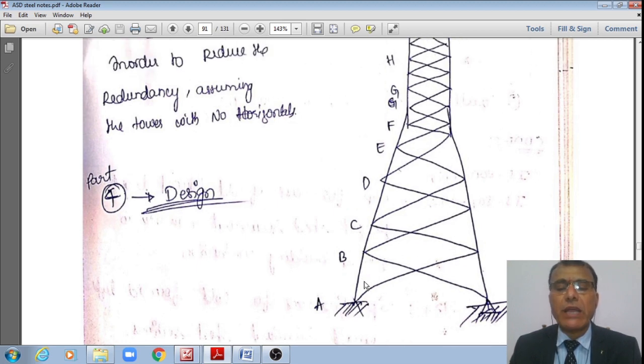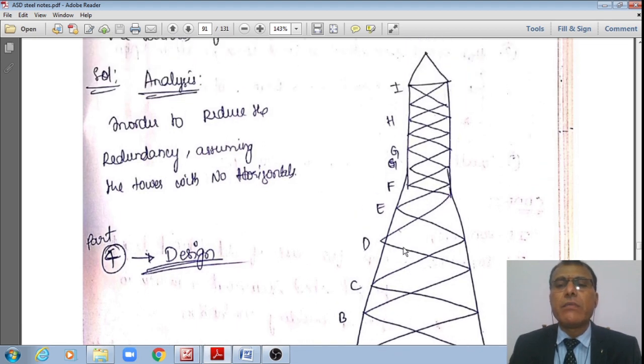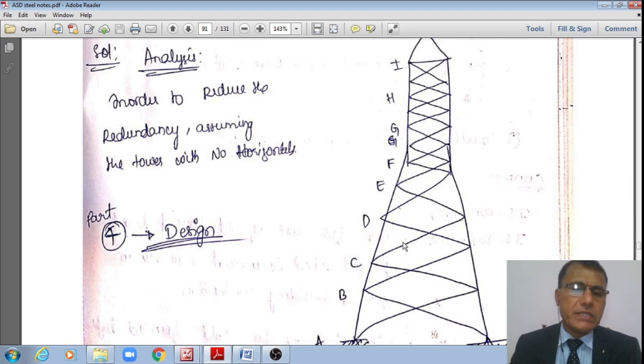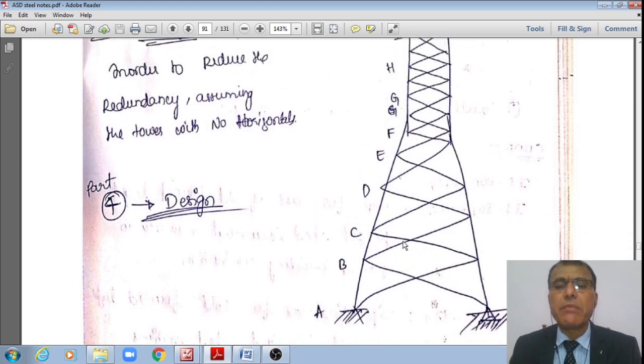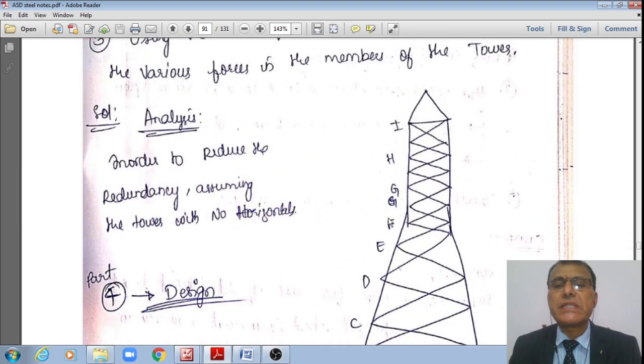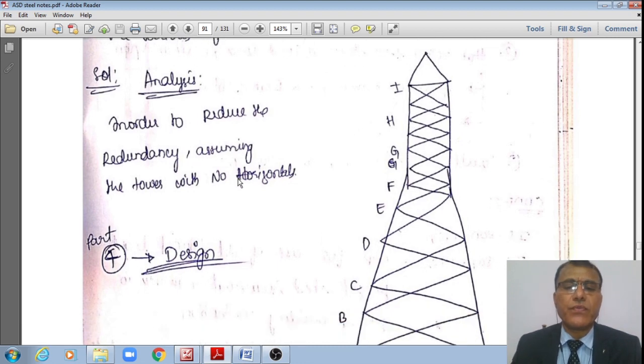Therefore, for doing manual calculations using method of joints as well as method of sections, I am reducing the redundancy or removing the redundant members, right? That is how my skeleton, means my transmission line tower without the horizontal members and redundant members, looks like this, right? A, B, C, D, E, right? This F, this is G, this is H point, right? So on and so forth, right?